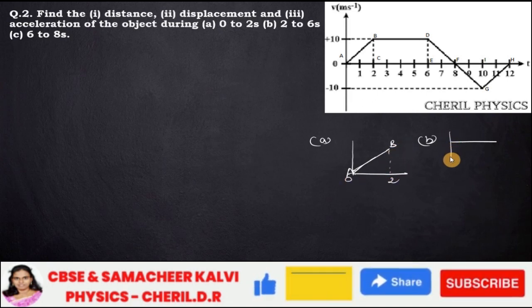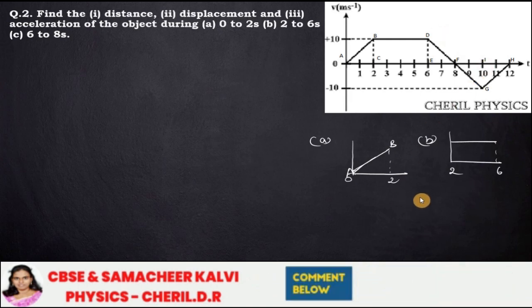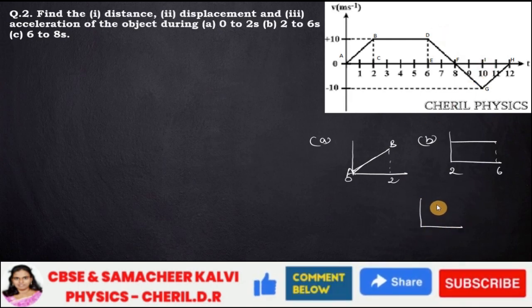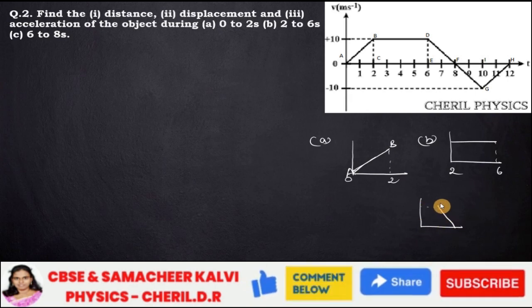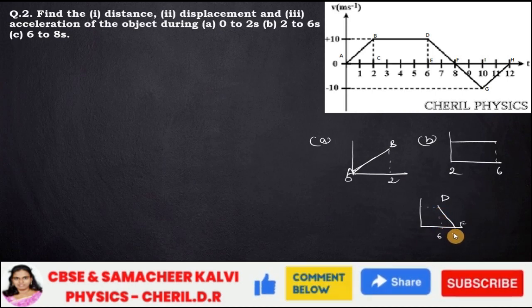And then this is from 2 to 6. The next one is from 2 to 6 seconds, and then from 6 to 8. For 6 to 8, you again have some value here. What this value is, we'll check. This is from D to F, so it is from 6 to 8.